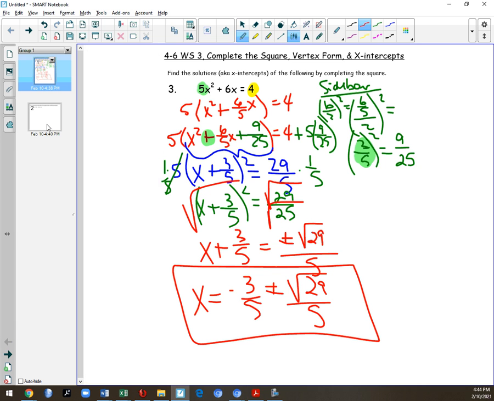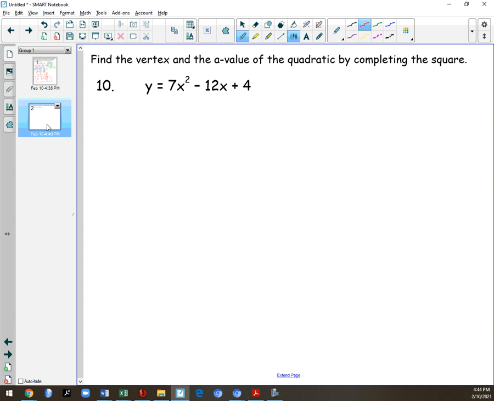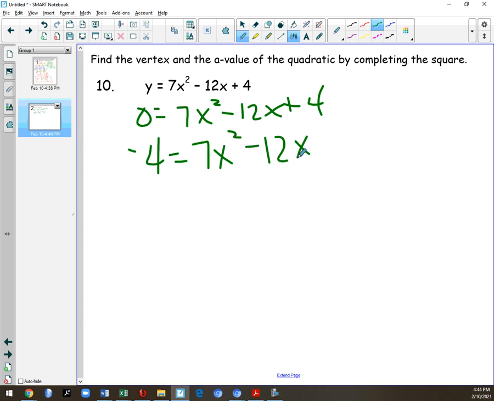So if you turn over your paper, the rest of them on the back, 6 through 10, the directions say find the vertex form and the vertex of the quadratic by completing the square. So here we go. Replace y with 0. Bring the 4 over by subtracting. Coefficient has to be 1. So I'm going to pull out the 7 by division. 12 divided by 7 is just 12 over 7. I can't do anything with it.